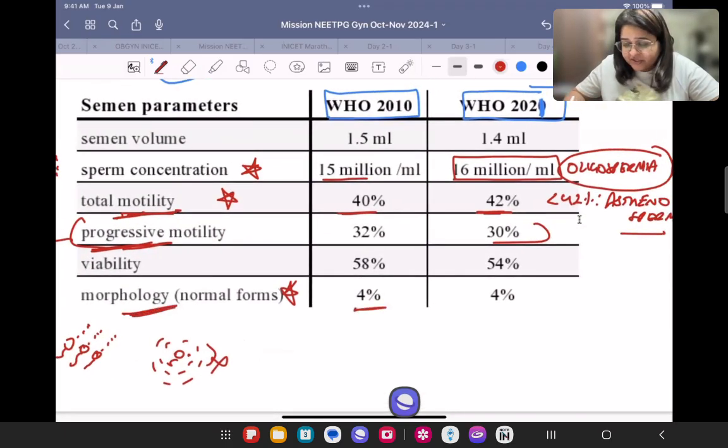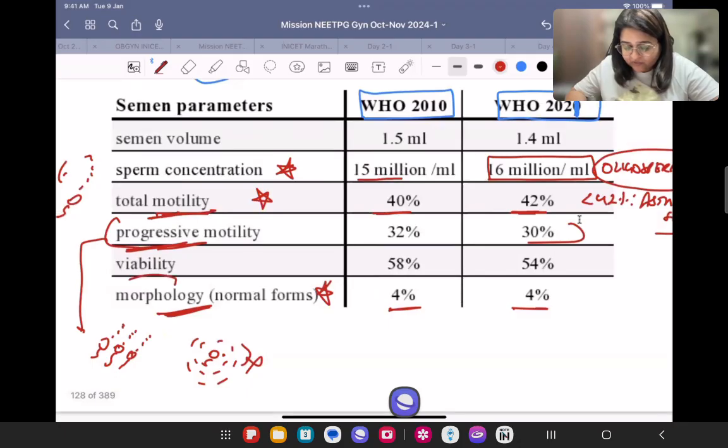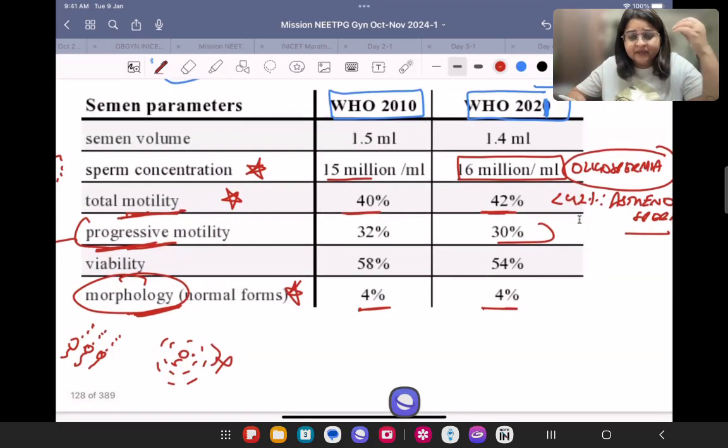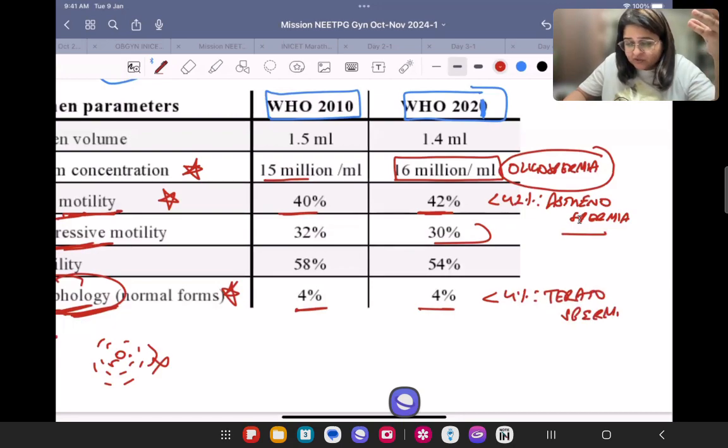Morphology, it has not changed. The old and the new is 4%. All three have come as questions, but they like asking mostly on morphology. But if you're asked as the best parameter to test the sperm function, the answer is morphology. So morphology ka criteria hai less than 4%. It should be more than 4%. If it's less than 4%, it's called as teratospermia. Terato means shape. So problem in the shape or problem in the morphology is called as teratospermia.